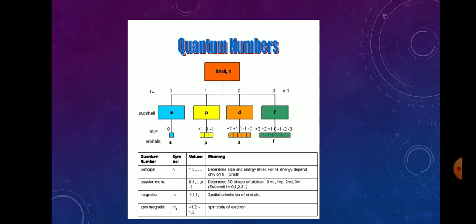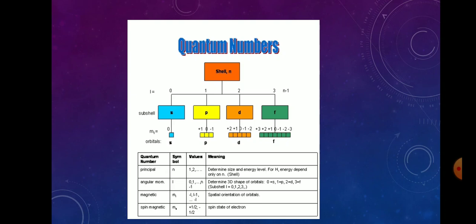Quantum numbers. There are 4 quantum numbers: the principal quantum number, angular momentum quantum number, magnetic quantum number and spin magnetic quantum number. For the principal quantum number, the symbol is n and the values are 1, 2, 3 and so on. It determines size and energy level. For hydrogen, energy depends only on n, that is, the shell. Angular momentum quantum number, its symbol is l and the values are 0, 1 and so on up to n minus 1. It determines the 3D shape of orbitals.